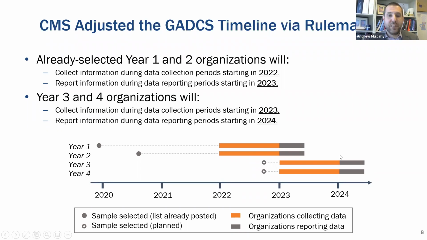Your data collection period would start July 1, end mid-2023, and then you'd have 5 months after that to report to CMS. The other important point on this slide is that year 3 and year 4 organizations will be sampled sometime next year, and then they'll collect data starting in 2023 and then report data starting in 2024. So just like year 1 and 2 going together, year 3 and 4 will go together, the other half of the industry roughly, pushed out by 1 year.